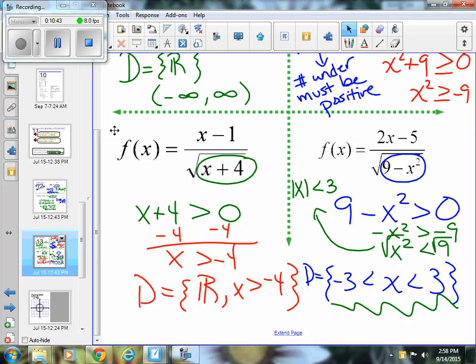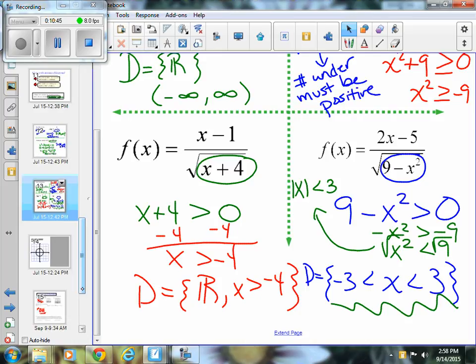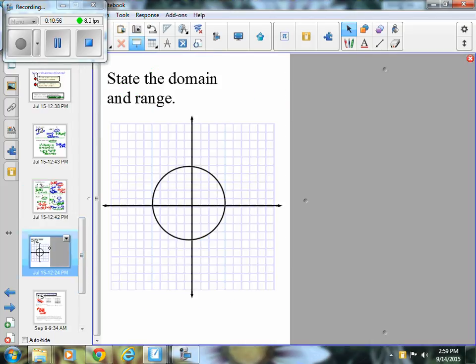So for excluded values, we worry about two things. We worry about fractions. Denominator can't be 0. And we worry about radicals. They have to be positive. So what values make that happen? Okay, let's take a look at the last two. We'll talk about domain and range for both of these.